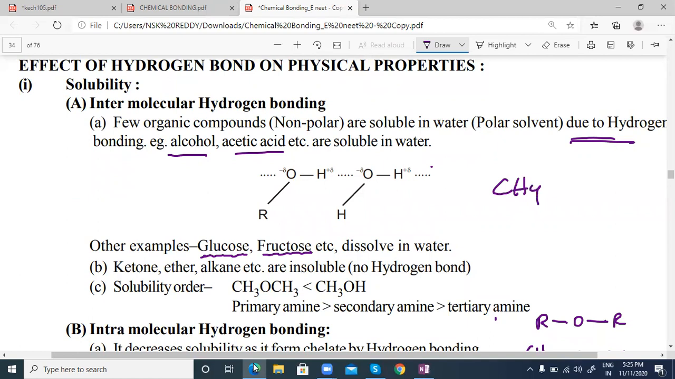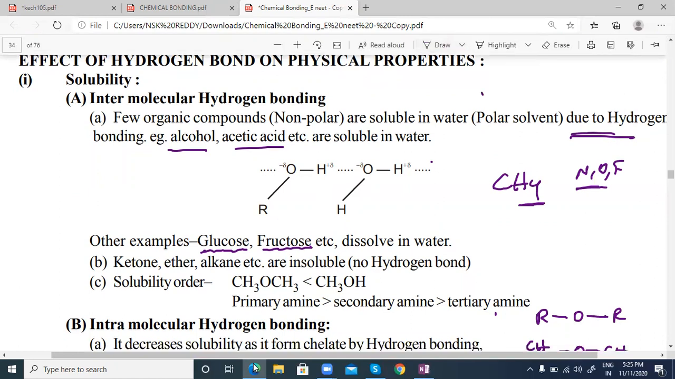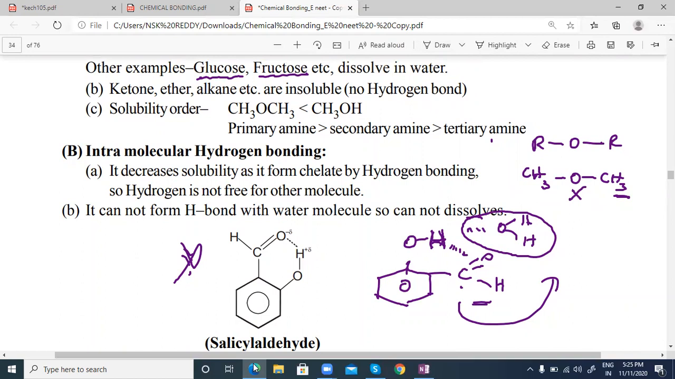CH4 is not soluble in water because hydrogen is not attached directly to N, O or F, so it can't form hydrogen bonds. That's why it is not soluble in water. Some other examples they gave: acetone doesn't dissolve in water because oxygen is not attached directly to hydrogen. Ketone structure is the example here; acetone is a ketone. And ether, too: oxygen is not attached directly to hydrogen, so they are not soluble in water.